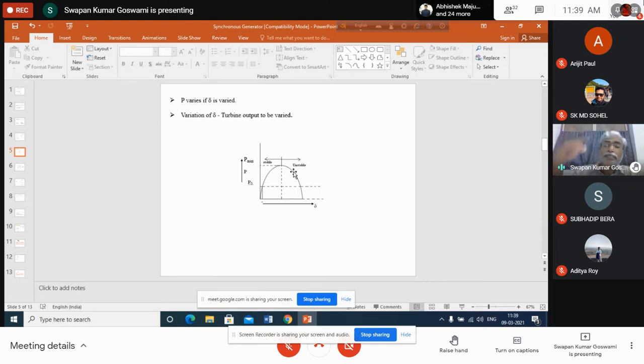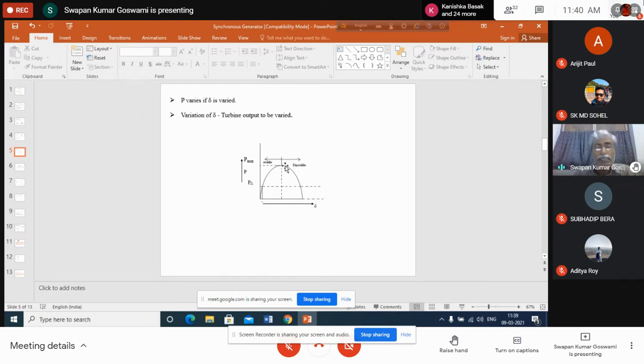Therefore we can say that this is the position of the maximum operating point. If you draw a vertical line at delta equal to 90 degrees, the left hand side represents the stable operation zone of the power system, and the right hand side represents the unstable operating zone. That means in the steady state, delta will lie between 0 and 90 degrees. It cannot cross 90 degrees at steady state.